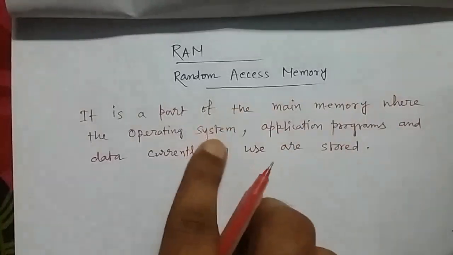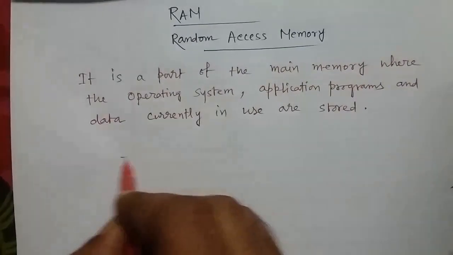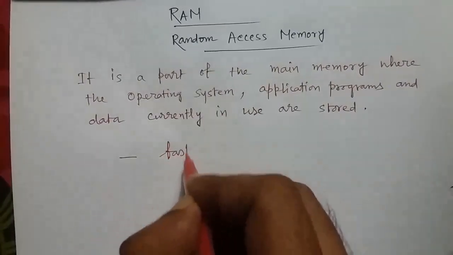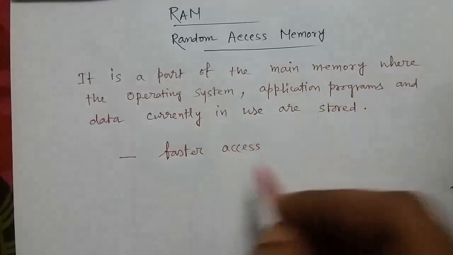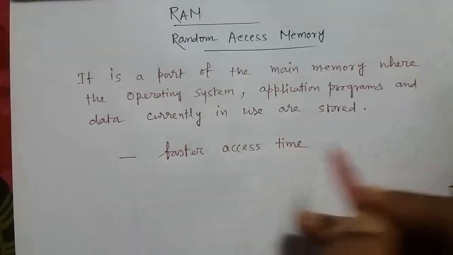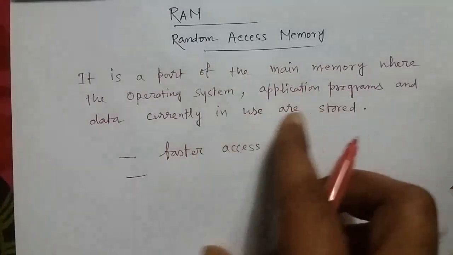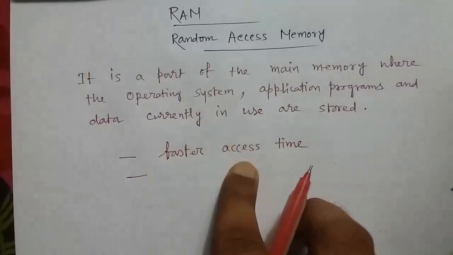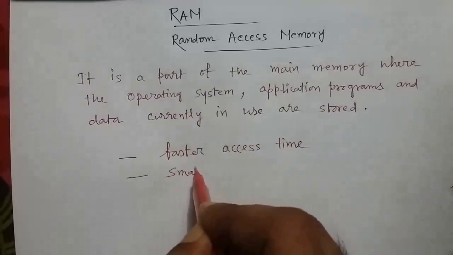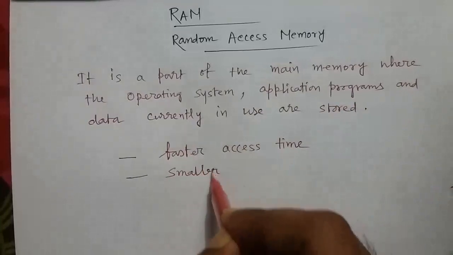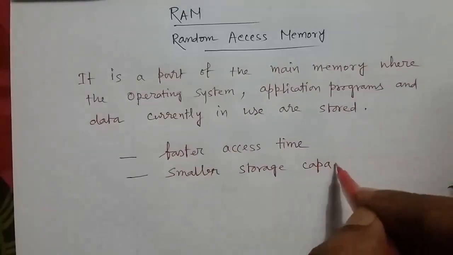Now you need to note down some points about random access memory. That is, it has faster access time. That means the memory is very fast because it deals with the CPU. Okay, it communicates with the CPU, that's why it has to be faster, okay, as compared to other memory. Next is smaller storage capacity as compared to other memory.